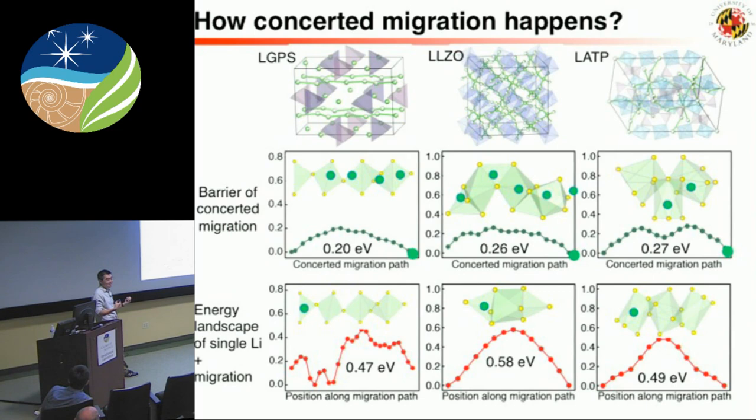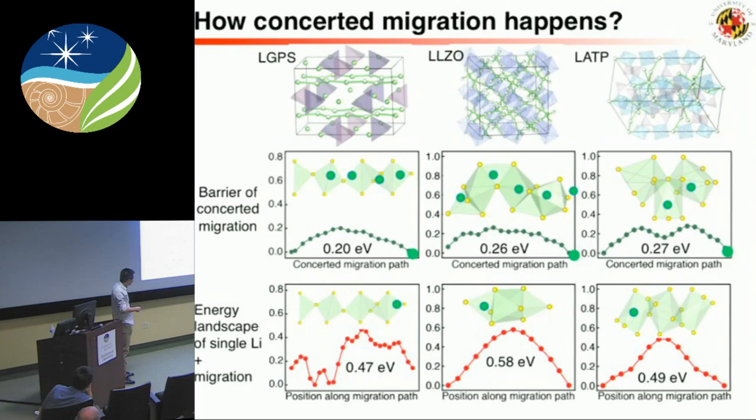And here comes the question. If you think about how atoms move, usually when they hop, they get a barrier. So if you have a number of them moving, probably the barrier will be higher, or at least equal. But why would that happen?